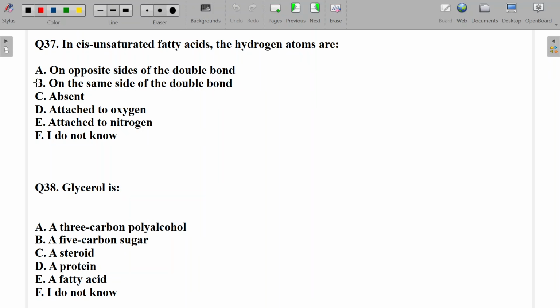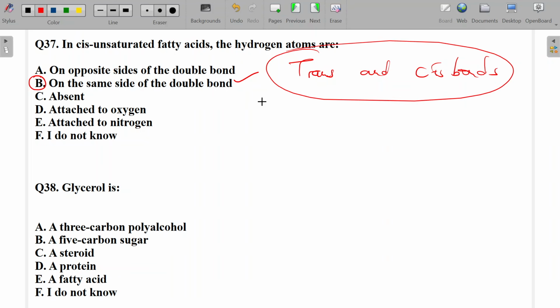On the same side of the double bond. Okay, wonderful. So correct. Then trans, it's on the opposite side. So you need to know about trans and cis bonds. Just look it up.